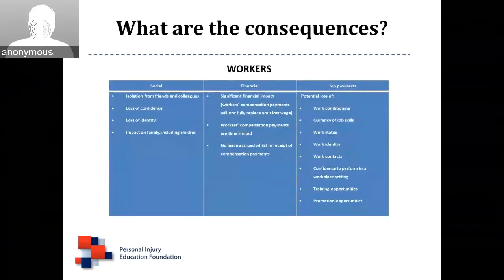So what are some of the consequences? For workers, suffering from an injury can have social, financial, and job prospect impacts. Socially, you might feel isolated from friends and colleagues. You might experience a loss of confidence, a loss of identity, and it may have an impact on your family, including your children. Financially, there's significant impact because sometimes the workers' compensation payments don't fully replace your lost wage.